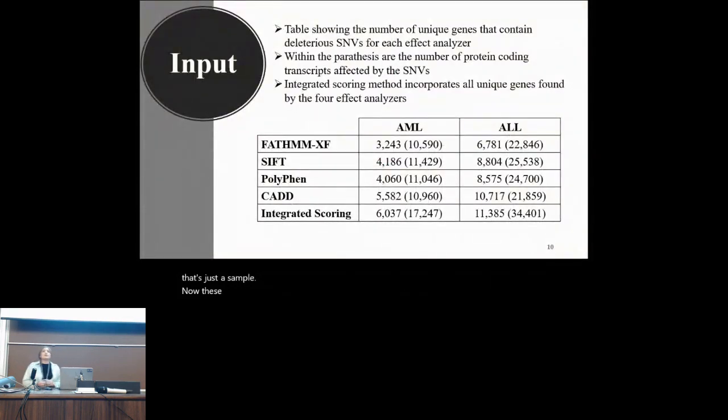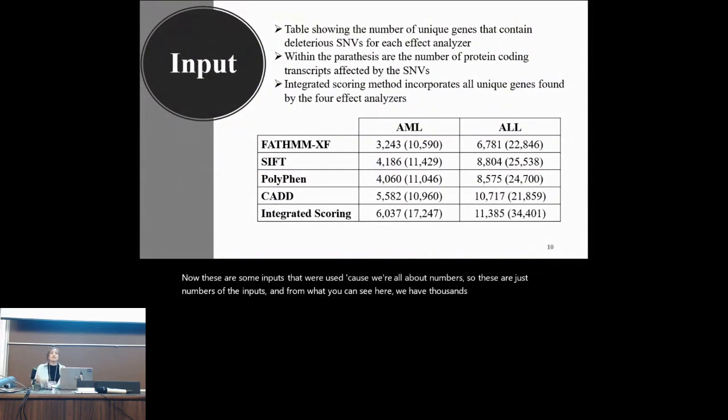Now, these are some inputs that were used because we're all about numbers. So these are just numbers of the inputs. From what you can see here, we have thousands of genes from each effect analyzer. Some are different numbers because some effect analyzers don't return an output for certain things. But that's the benefit of using an integrated scoring method: it encompasses, I guess, all of the effect analyzers. So that's why the integrated score has the highest number, because it's taking information from each one of them. So that's the benefit of using this one.